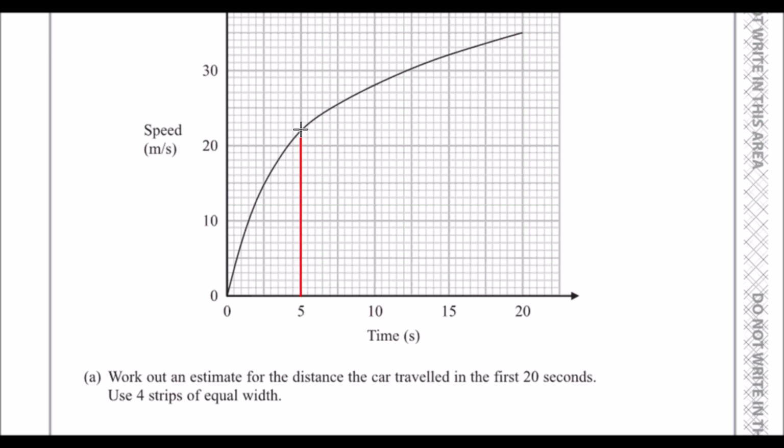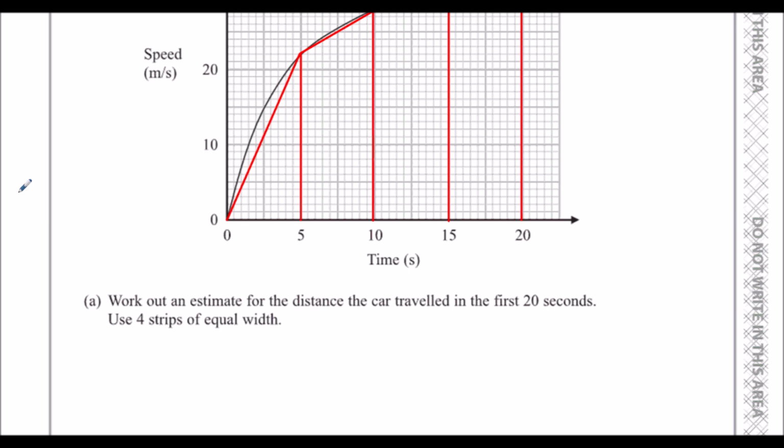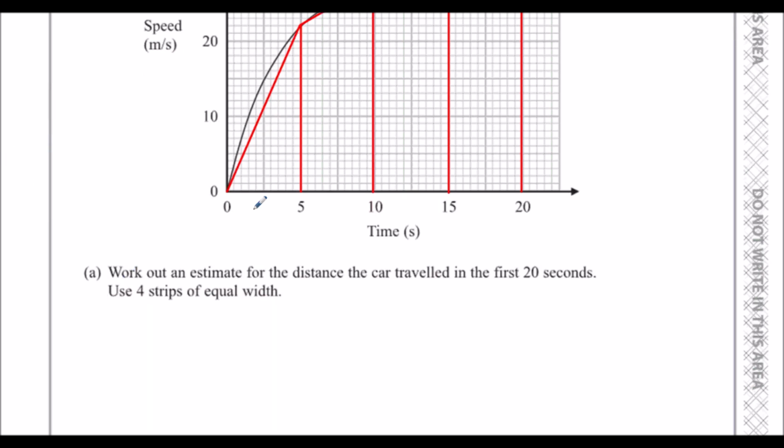So we've got a strip here, one at 10, one at 15, and up at 20. So we've got a triangle for 0 to 5, and trapeziums for the other three strips. So we need to work out the area of these four shapes and add them together, and that will be our distance. Do the triangle first. Area of a triangle is base times height divided by 2. So that's 5 times 22 divided by 2, which is 55.